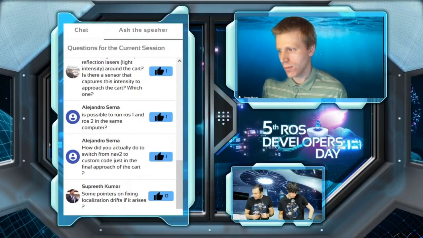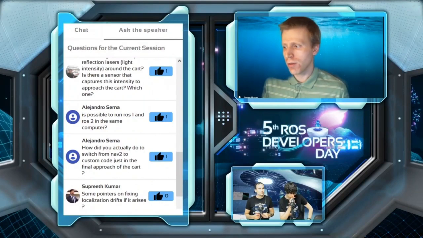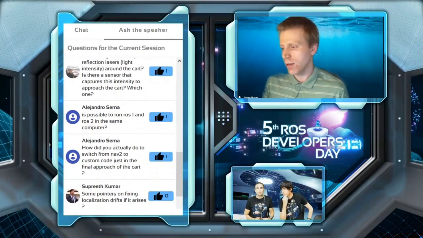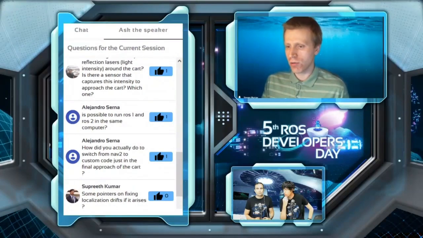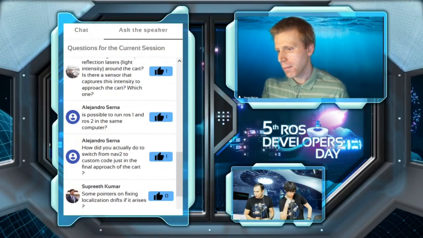Another question from Alejandro Serna. So how did you actually do the switching from navigation to custom code just in the final approach of the cart? So, the way you interface with Nav2 is it sets up a path planning server. You send a message to the server and then it will drive the robot to that location. My code would call the server, the server would make the robot do its thing, then I'd run my custom code, and then I'd call the server again to send it out to the goal. Custom code drives it under, then I call the server again to drive back.